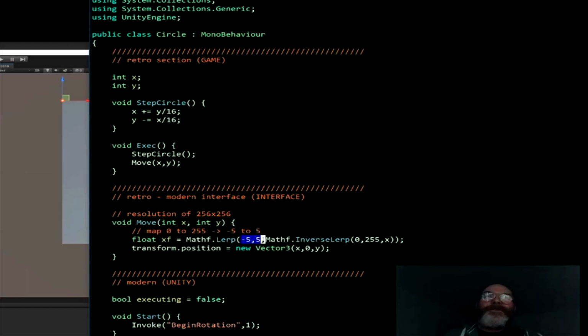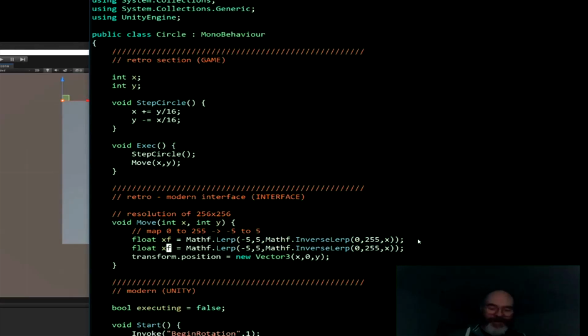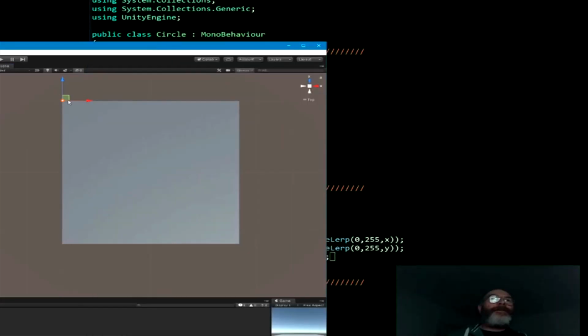So what happens here is that the value of 0 to 255 gets converted to a value between 0 and 1, which is then converted to a value between minus 5 and 5. And inverse lerp clamps. So it has the other benefit that it will never go out of range. Although, to be honest, I probably want it to go out of range, but that's another story. So you could do that, and I'll do it the other way as well. But for now, I'm going to do it this way. So this is like so.